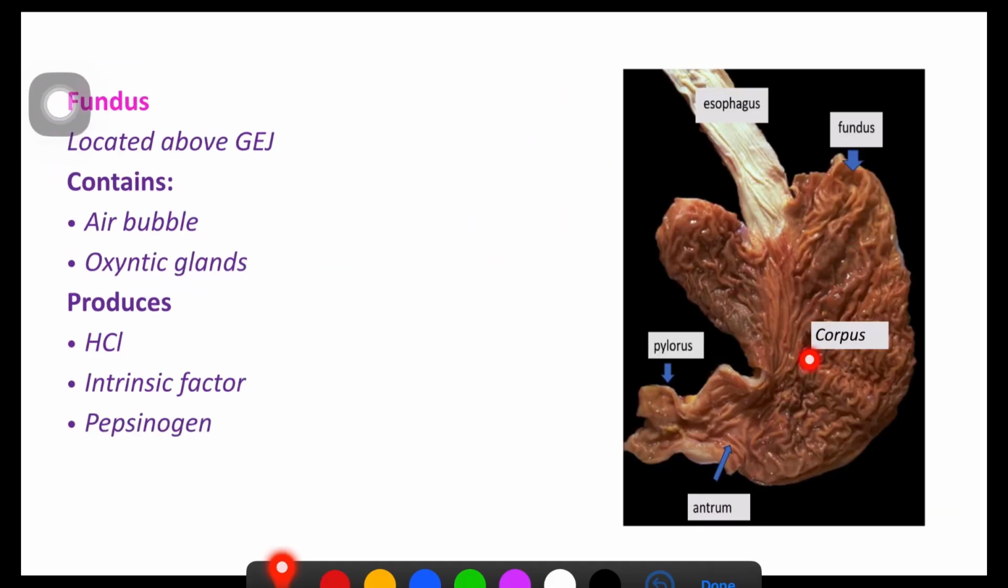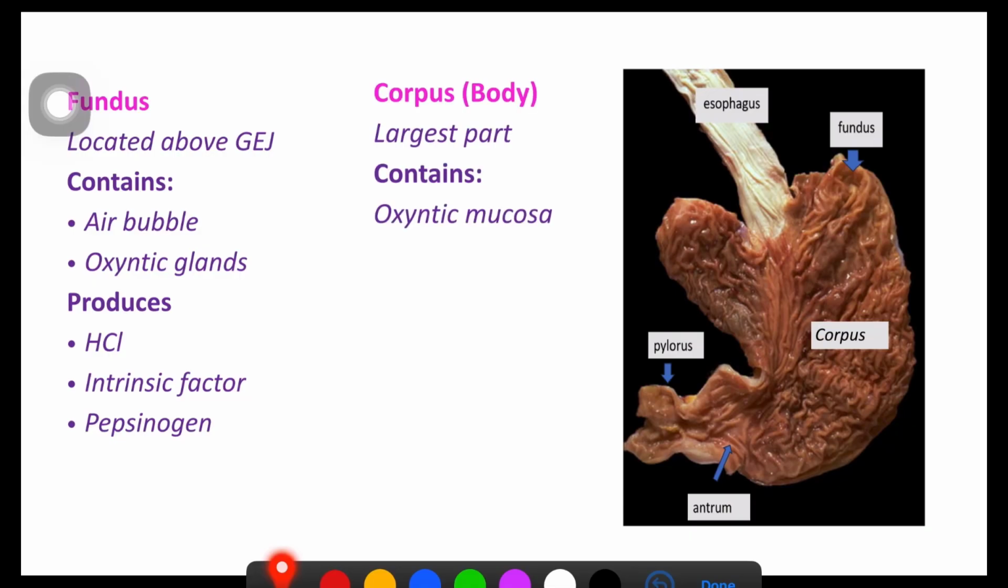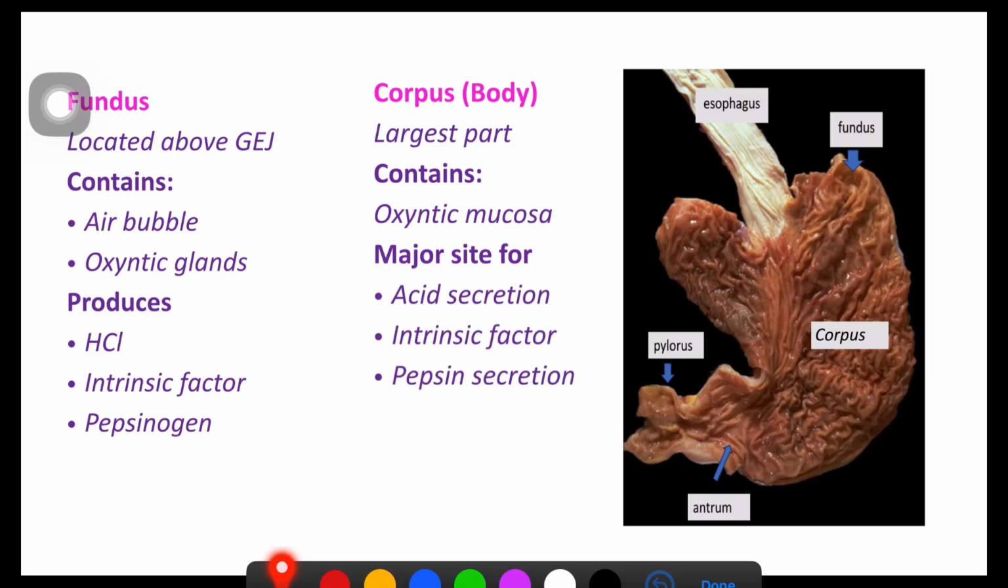Now the fundus, or upper portion of the stomach. It is located above this GE junction, and contains an air bubble and oxyntic glands. It produces HCl, intrinsic factor, and pepsinogen. The corpus is the largest part, and it contains oxyntic mucosa and is the major site for acid secretion, intrinsic factor, and pepsin secretion.